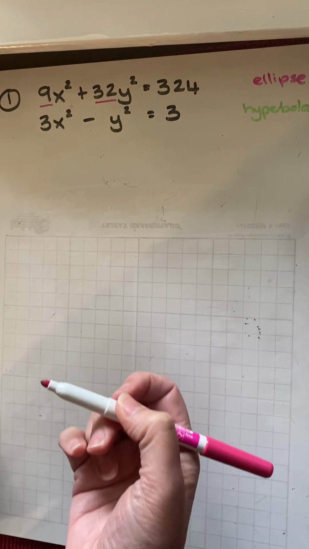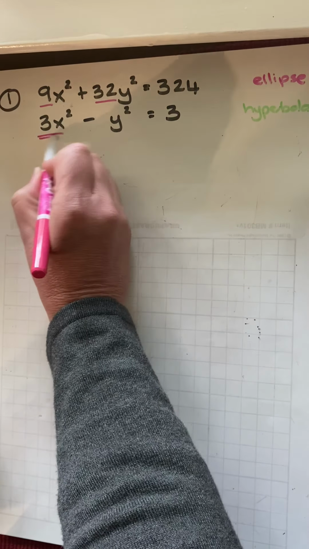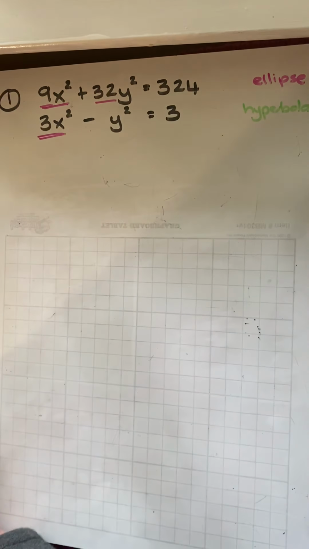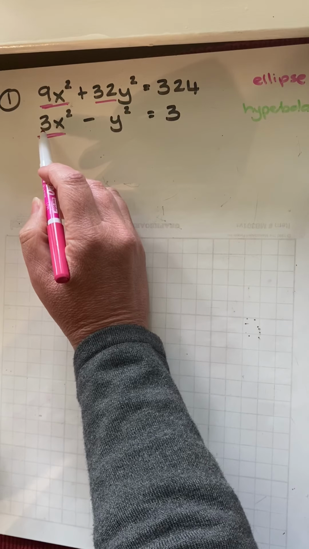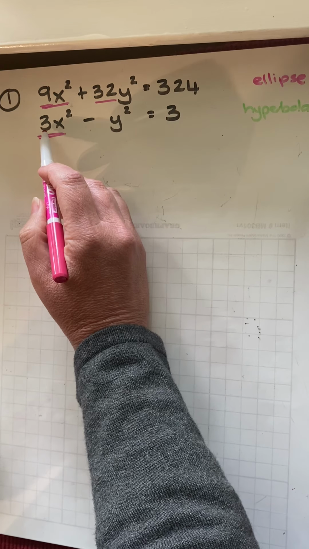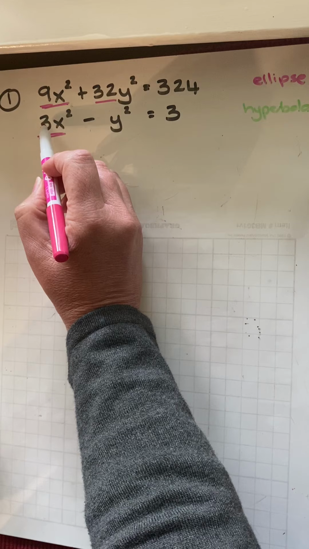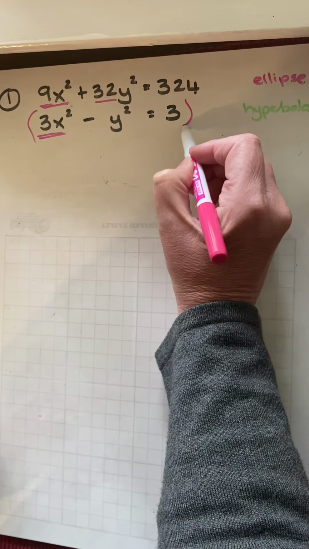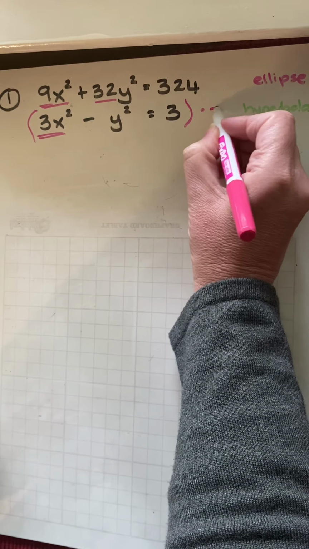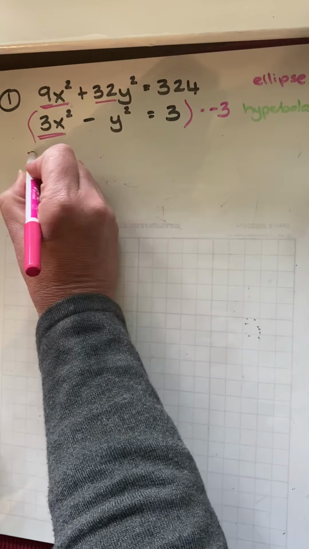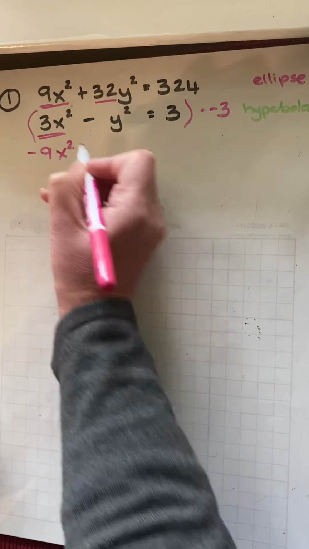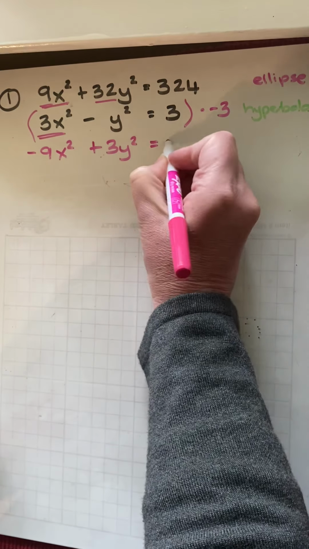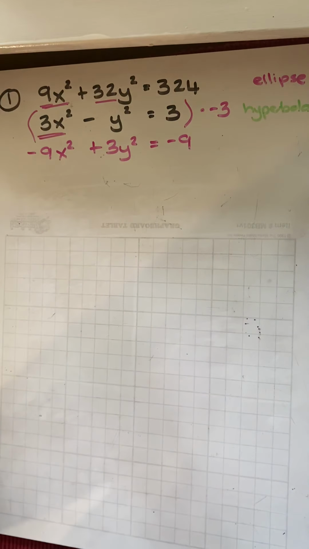Probably the easiest thing to do would be to eliminate the x squareds here, and you need to try and make those two coefficients the same number but the opposite sign. So if this is a 9, you would want to make this a -9, so you would be able to eliminate those. So I would recommend taking this second equation and multiplying it by -3. So you're going to get -9x squared plus 3y squared equals -9.